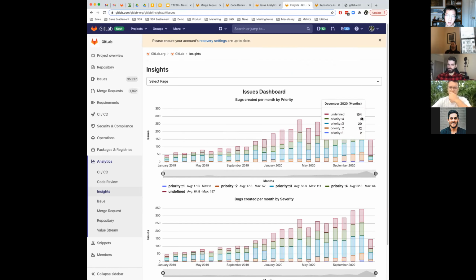Now let's take a look at this undefined category. What undefined means is that generally speaking, a customer comes in, makes a support ticket, and then our engineers get to decide: is it priority one, priority two, priority three, priority four? So your undefined support tickets are really your backlog. They haven't been triaged yet. And as you can see, the number of undefined support tickets is creeping up and up and up for GitLab.